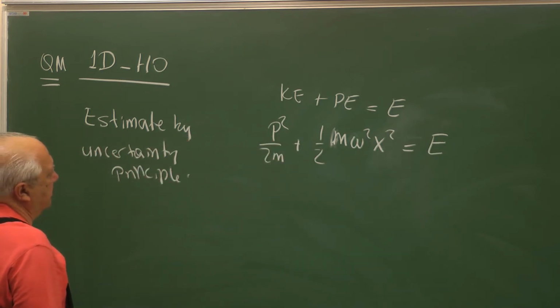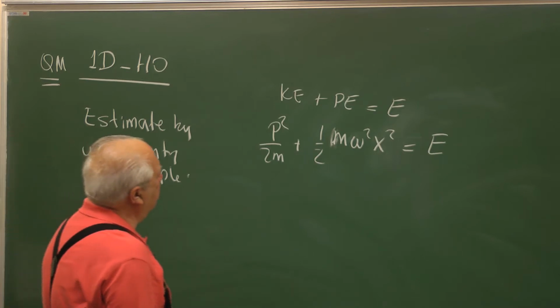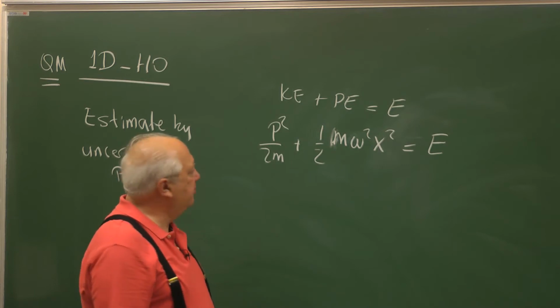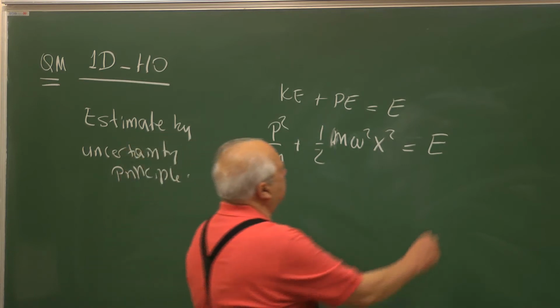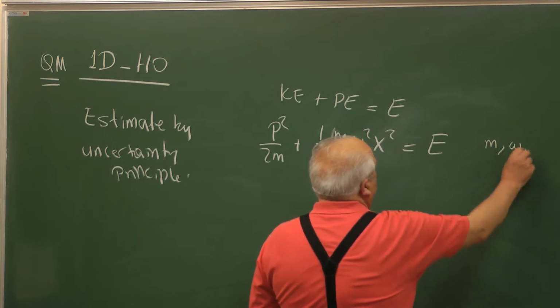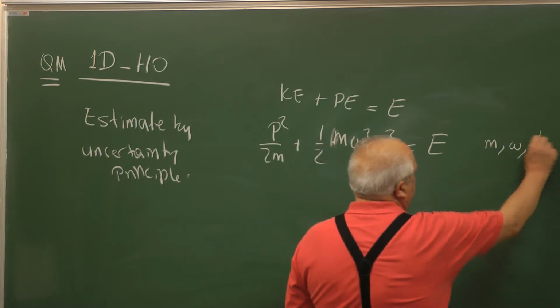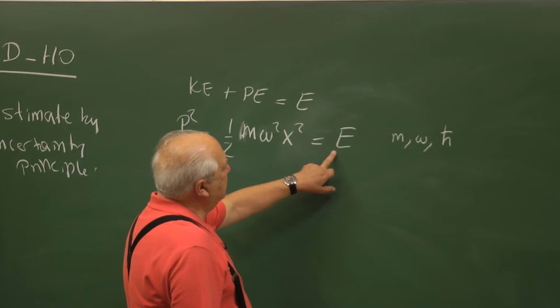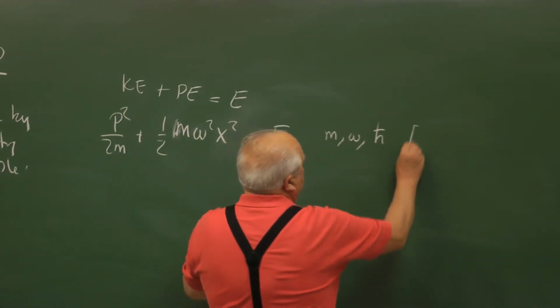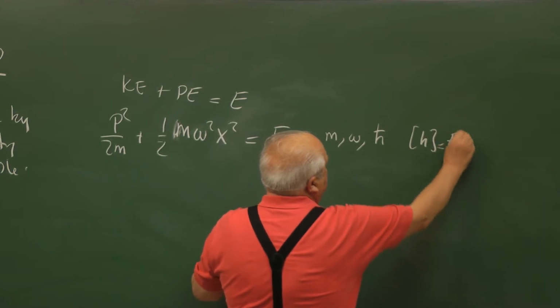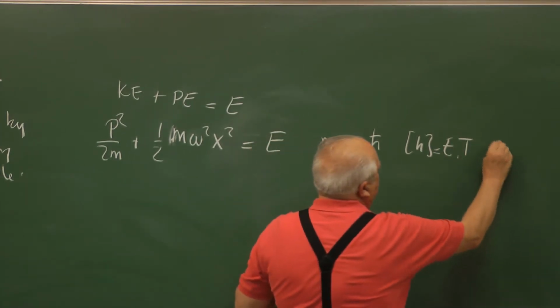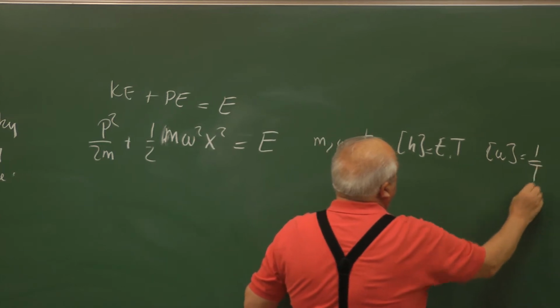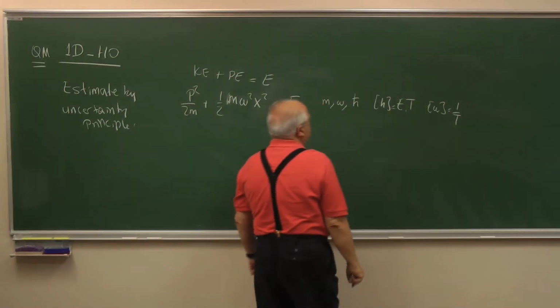First, let's make it dimensionless. What are the characteristic parameters of this problem? We have m, we have omega, and of course we have h bar. We are doing quantum mechanics. So to scale the energy, the dimension of h bar is energy times time. The dimension of omega is 1/time. So if you multiply them, that's the energy.